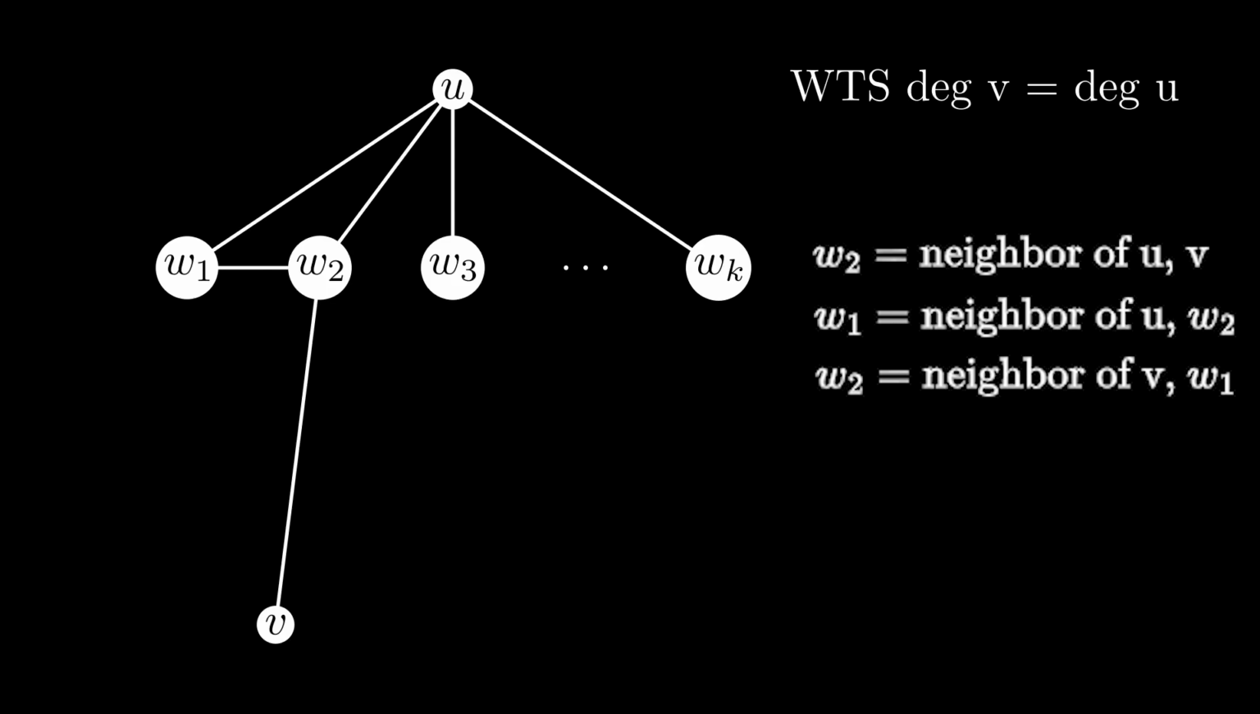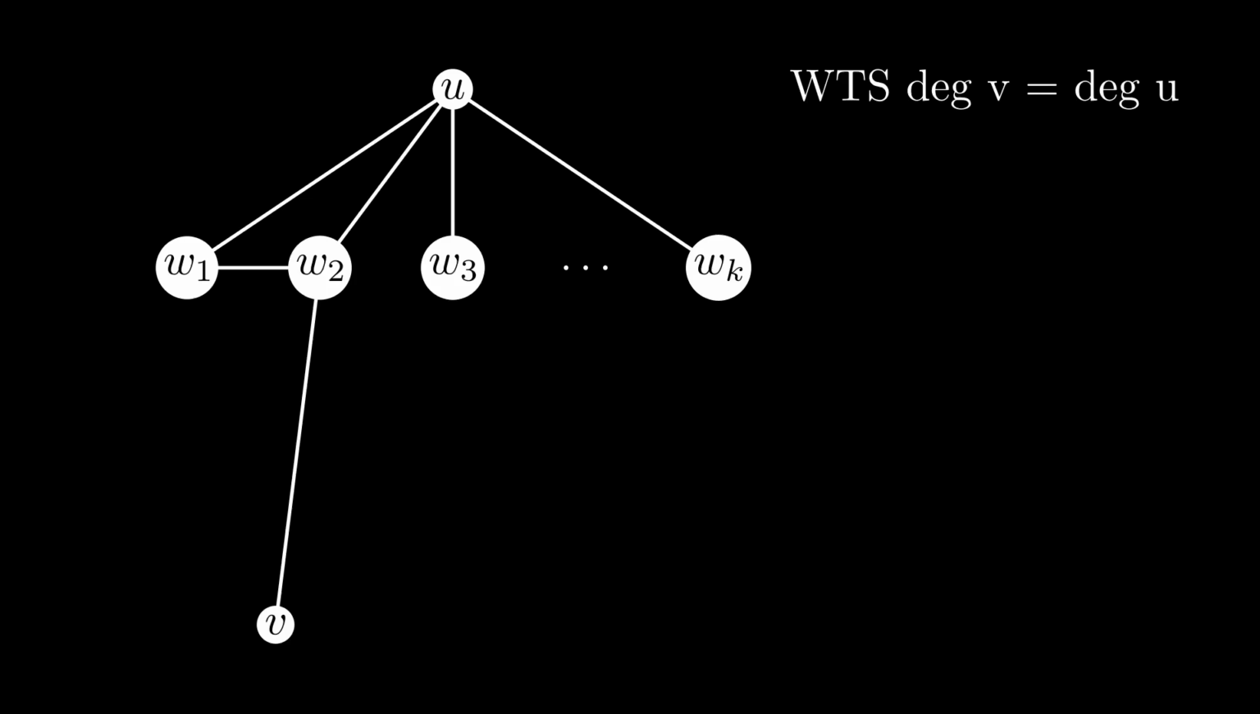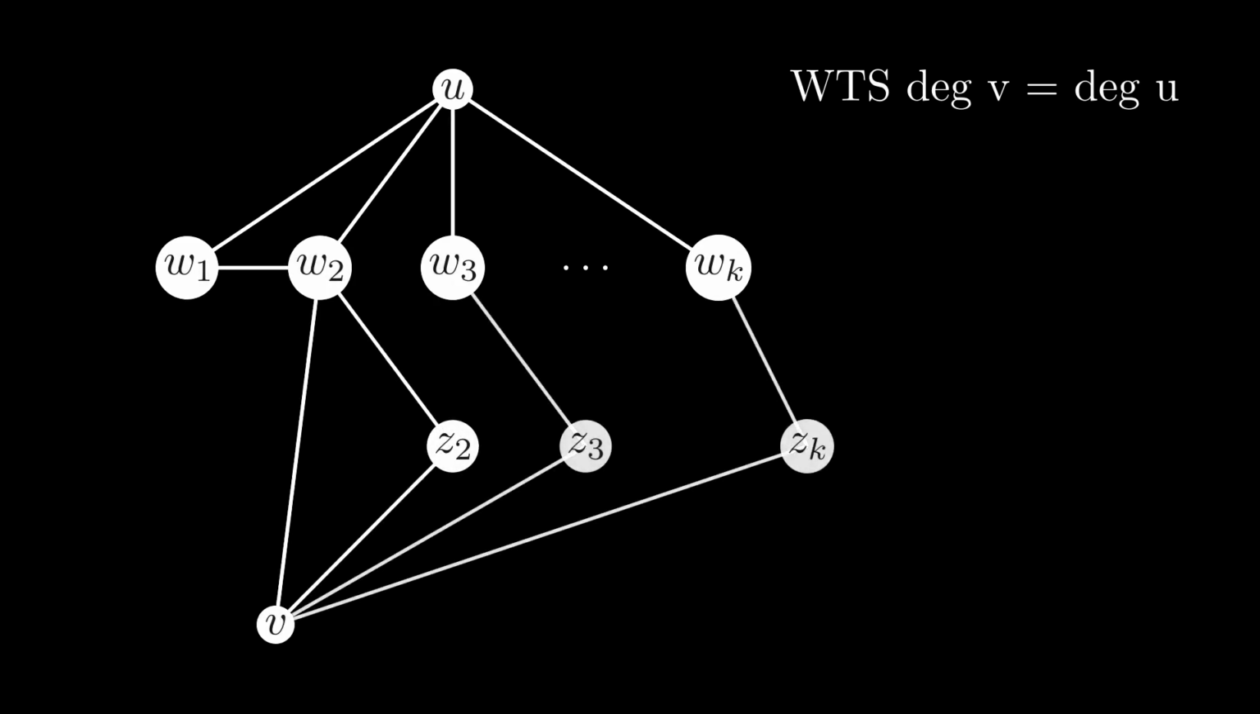Next, consider the mutual neighbor of v and w2. If it is any of the w's, then we violate the friendship condition, since u and v have multiple mutual neighbors. Thus, there must be a new vertex z2, and so on. We have found k neighbors of v, namely w2 and all of the z's.